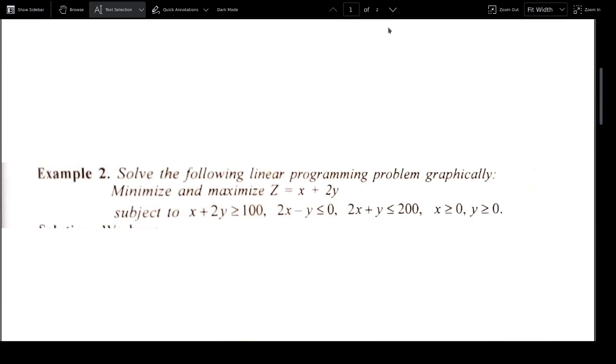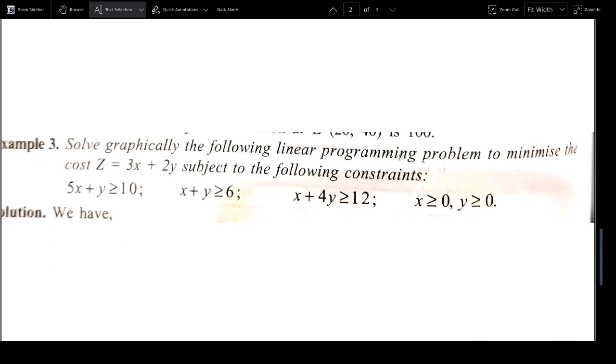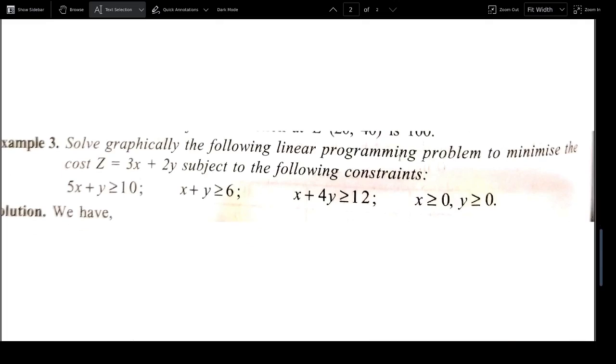Okay. In the same way, in the second one, solve this graphically: z equal to 3x plus twice y, with 5x plus y greater than or equal to 10, x plus y greater than or equal to 6, x plus 4y greater than or equal to 12, x, y greater than or equal to 0. Here you find the minimum. First you find the feasible region, and from there the corner points. From these corner points, you check at which point it gives the maximum value. The second one also you will solve, and you will see what its minimum value will be.